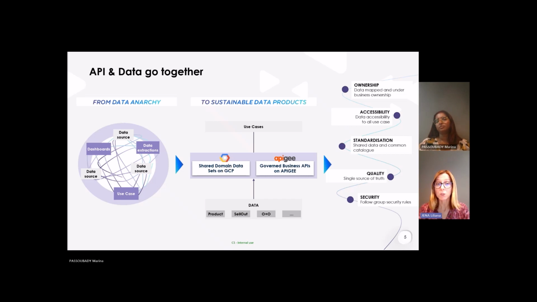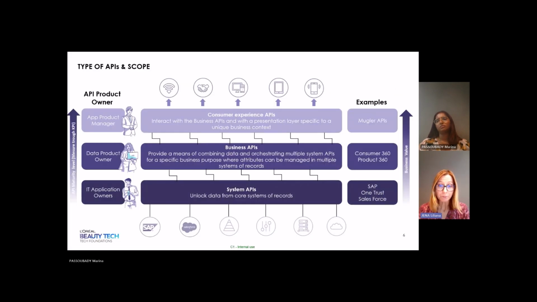Here with a consumption layer. So here we will find the data ready for a project. Because as I said, the APIs are fully aligned with the data. At L'Oréal, we have also three types of APIs.